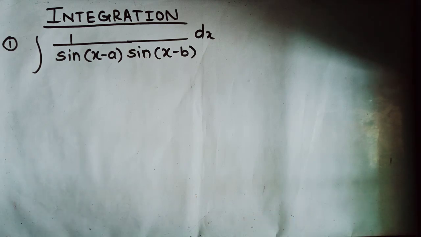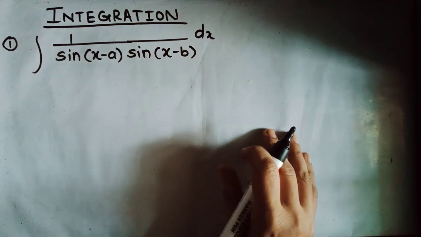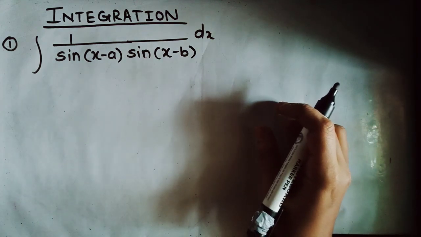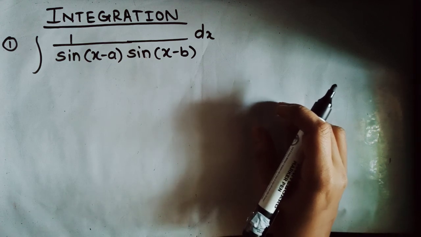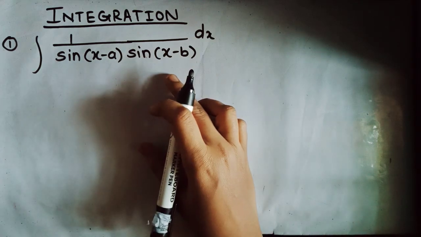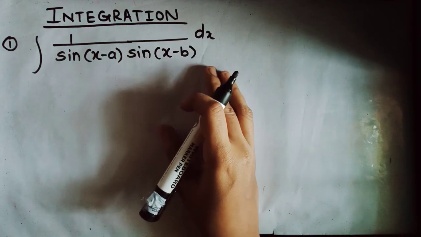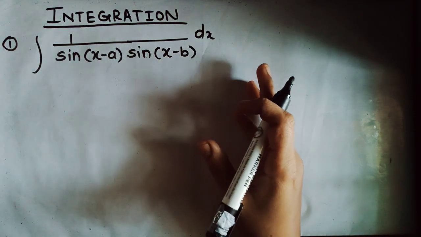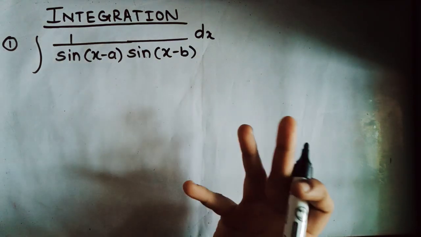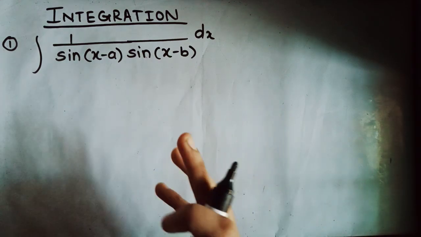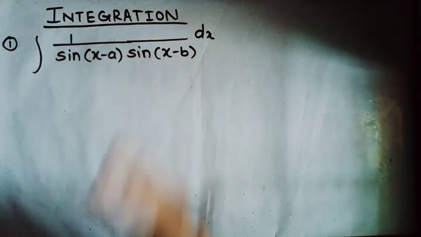Hello everyone. So let's solve some more problems based on integration, that is the subtopic integration by substitution. Okay. So now here 1 upon sin(x minus a) sin(x minus b) is given. I want to reduce this denominator. So I have to multiply something in the numerator, right? So that something should be in the form of sine of these two terms.